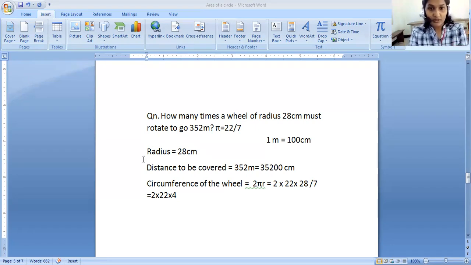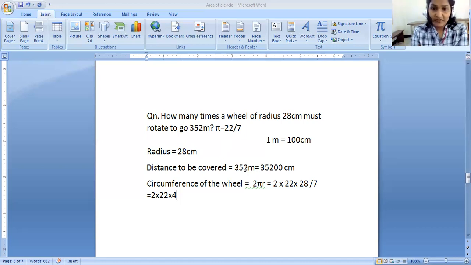So write down the values given in the question. Radius is given, that is 28 centimeter, and the distance to be covered is 352 meter. See here, the radius is in centimeter and the distance to be covered is in meter. Both the values should be in the same unit. So here it is centimeter, we can convert this to centimeter.